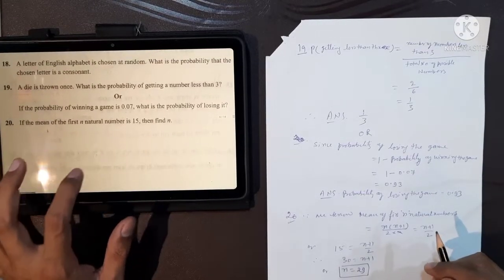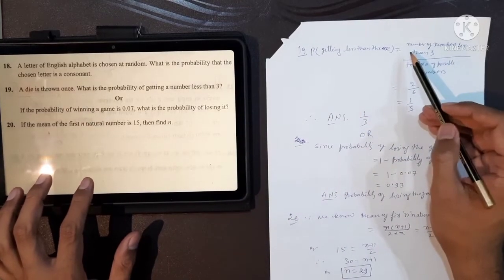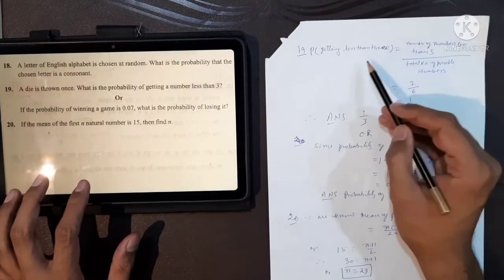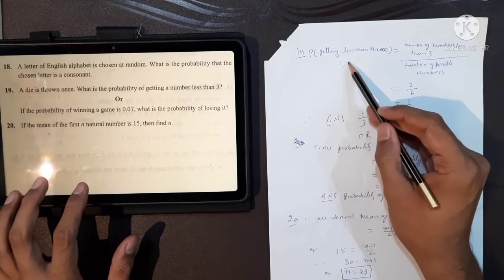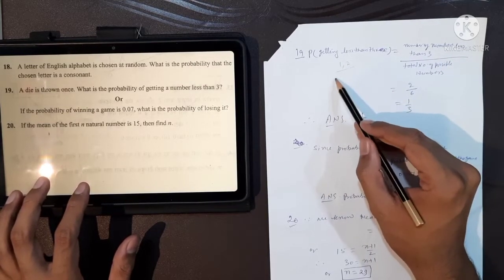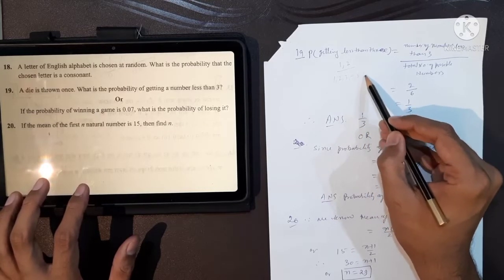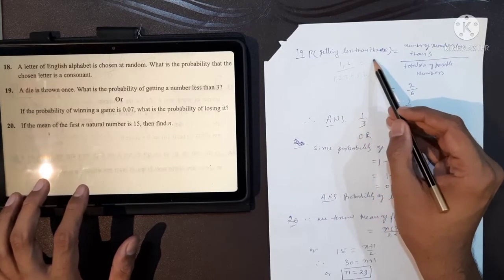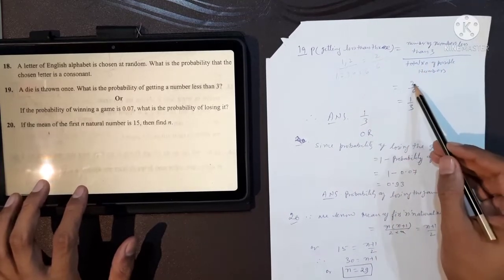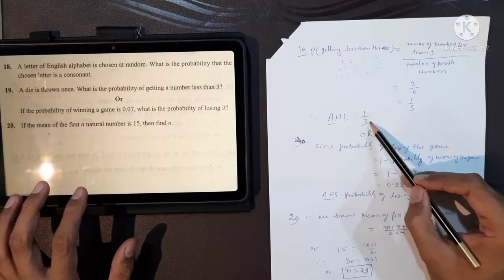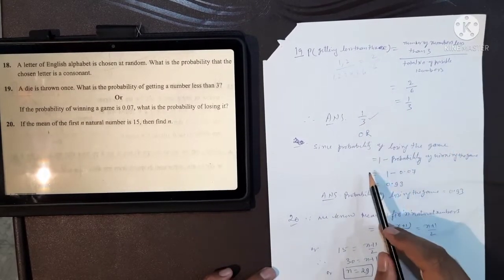We move on to question number 19. For this, the possible outcomes for less than 3 are only 1 comma 2, and all the possibilities are 1, 2, 3, 4, 5 and 6. So there are only 2 possibilities out of 6 possible outcomes. So 2 by 6 is the probability, or 1 by 3 is the answer to question number 19.